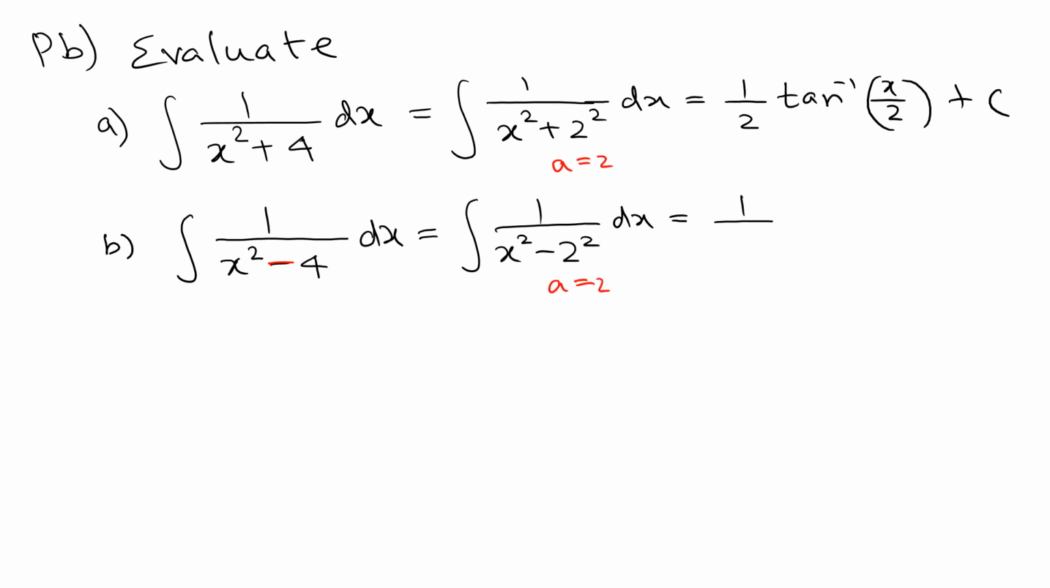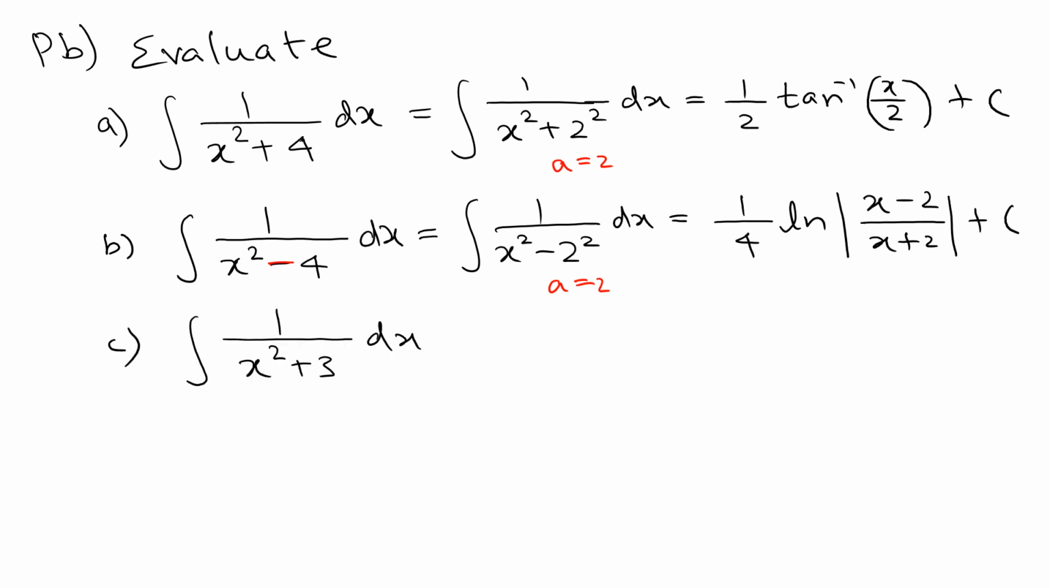So because a equals 2, you get 1 over 4 natural log of (x minus 2) over (x plus 2), absolute value, plus c. So that's the answer for the second one. And let's look at the third one.